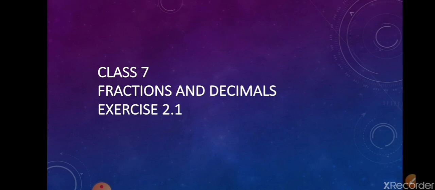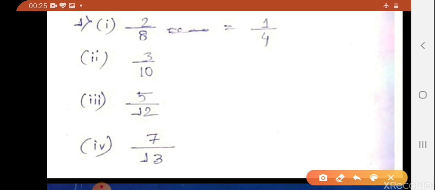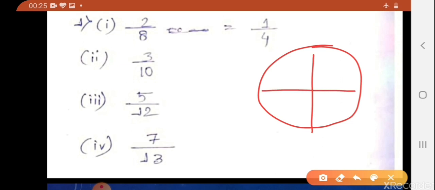So, starting here is a circle and it is divided into 8 parts. And from those 8 parts, two parts are shaded. This and this is shaded.